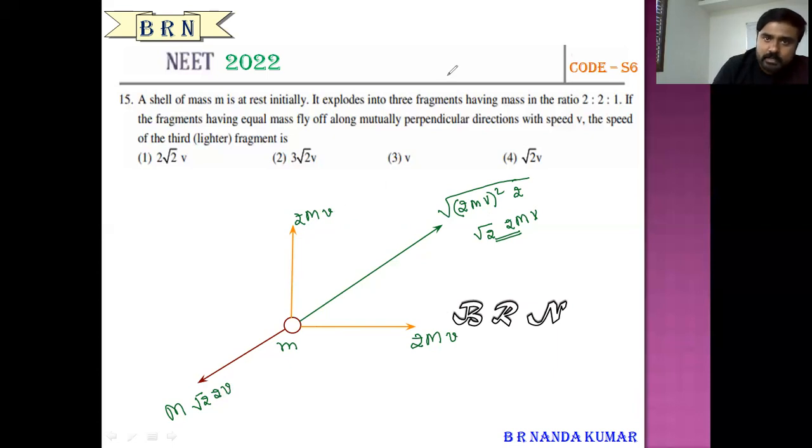Okay, consider this one as p1, this is p2 and this is p3. But we want, what we need is just the velocity. So what will the velocity be? 2√2v, correct? 2√2v. So this is the velocity, the mass of the third fragment. So this is a velocity, 2√2v. The right answer is option 1, 2√2v. Okay, right.